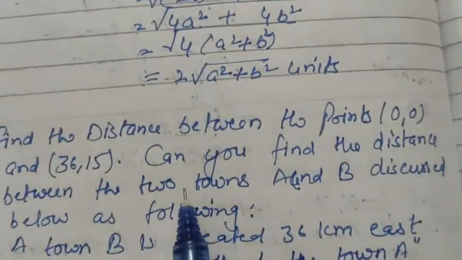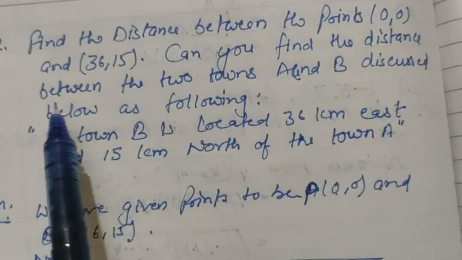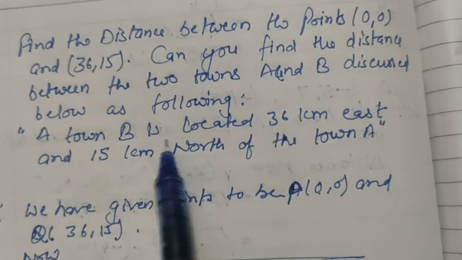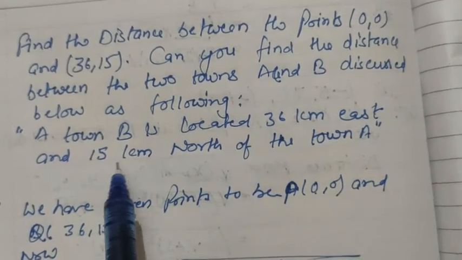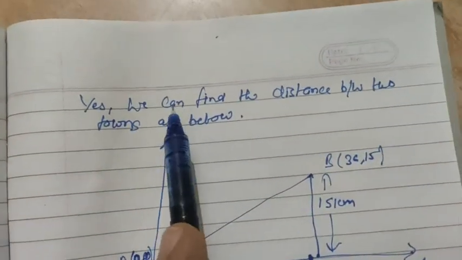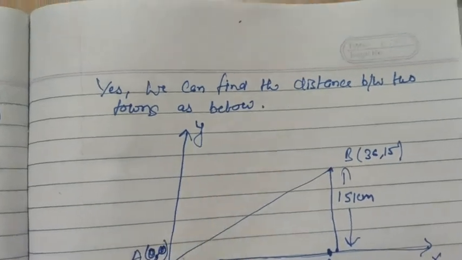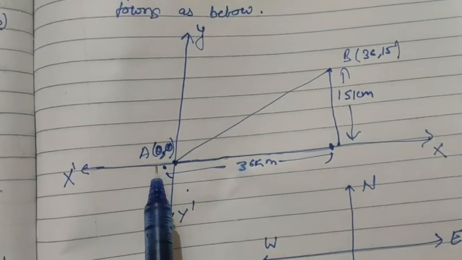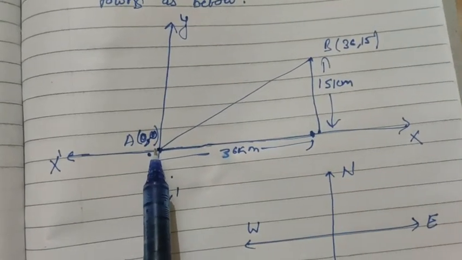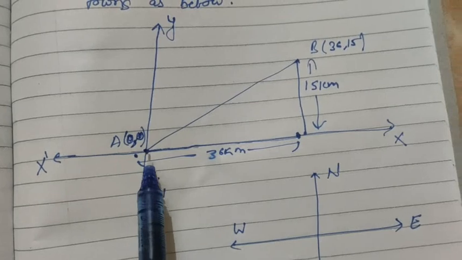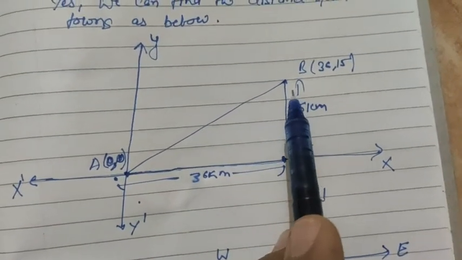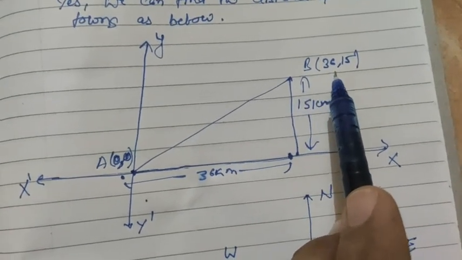In the next part, can you find the distance between two towns A and B discussed below as follows? Town B is located 36 km east and 15 km north of the town A. So yes, we can find the distance between the two towns as below. Locate town A at the origin position, that is the coordinates of town A are (0, 0). Now for town B we have to move 36 km toward the east, and now 15 km toward the north. So this is point B whose coordinates are (36, 15).